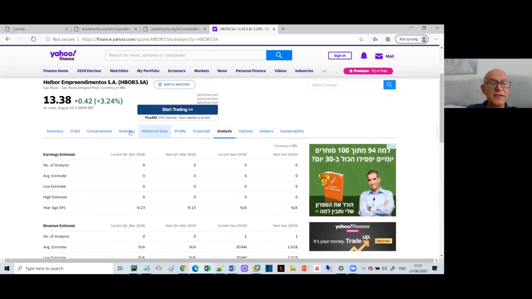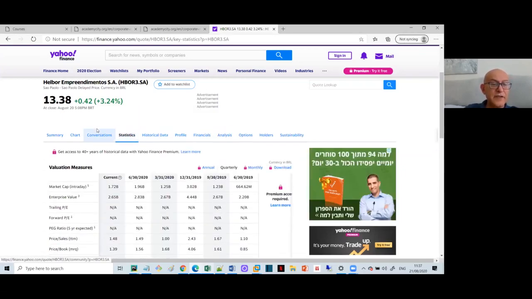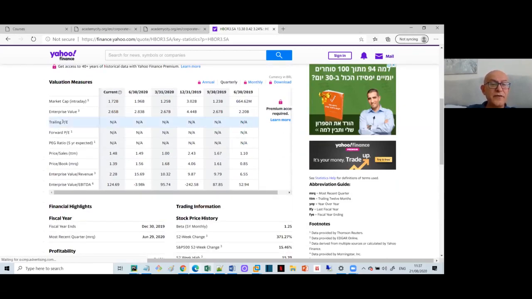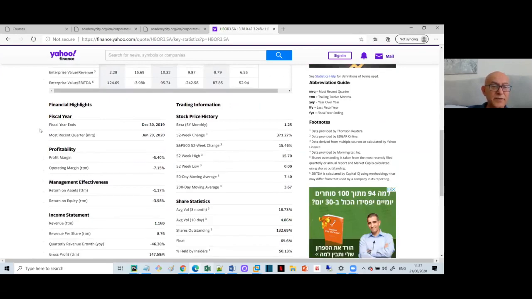Profile, historical, statistics, maybe some, I don't know, let's see. Here we go. We have even trailing P over E. Forward P over E is really based on what analysts think, but we don't really have anything here, which is not good, doesn't help. And there is previous P over E.